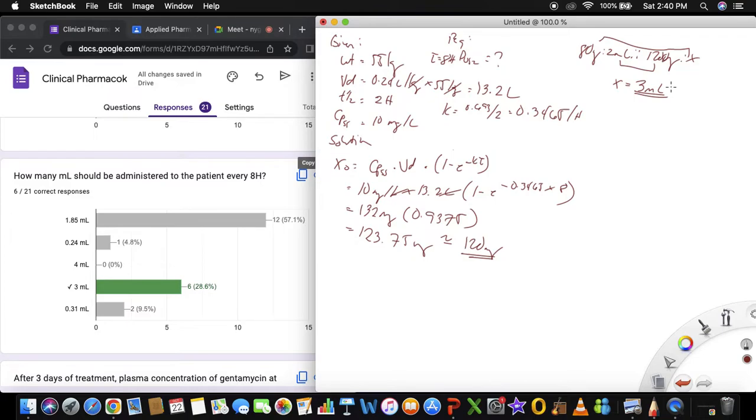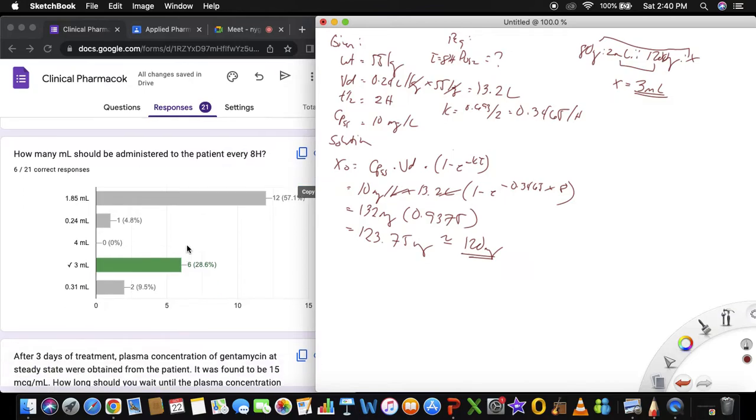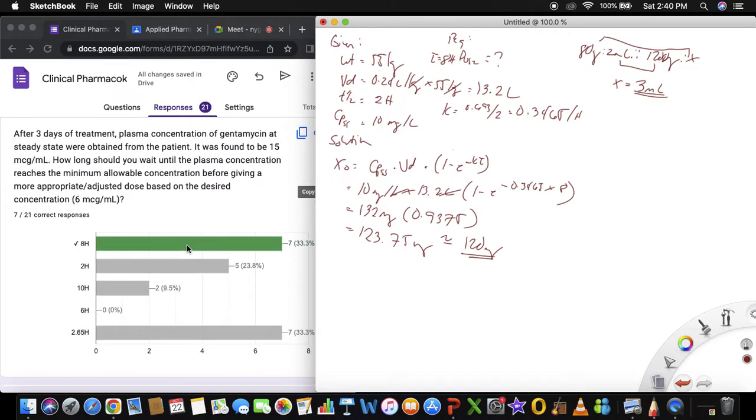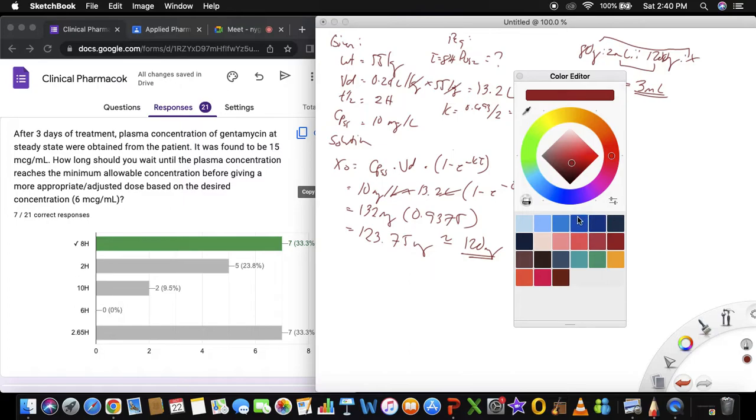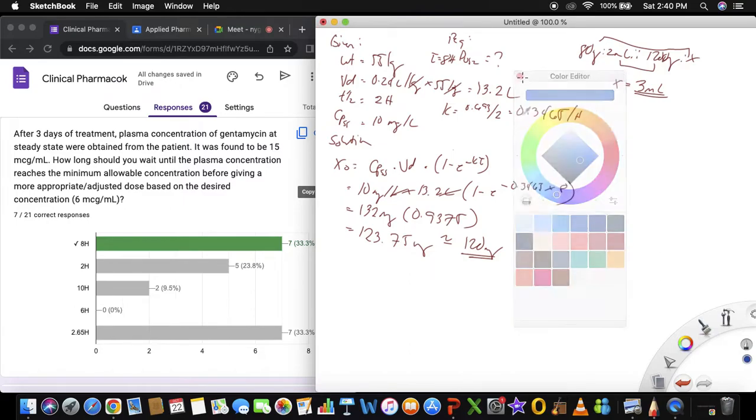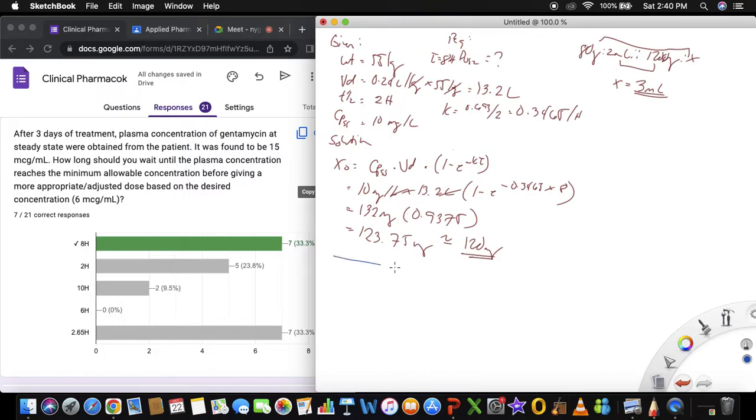Okay? So, yun. Now, the next question is, after 3 days of treatment, plasma concentration of gentamicin at steady state was obtained from the patient. It was found to be 15 micrograms per ml, or 15 milligrams per liter. How long should you wait until the plasma concentration reaches the minimum allowable concentration before giving a more appropriate adjusted dose based on the desired concentration, which is 6 micrograms per ml? So in this case, class, this is the difficult part when the question has follow-ups: if you make a mistake in one, you are wrong in almost everything.